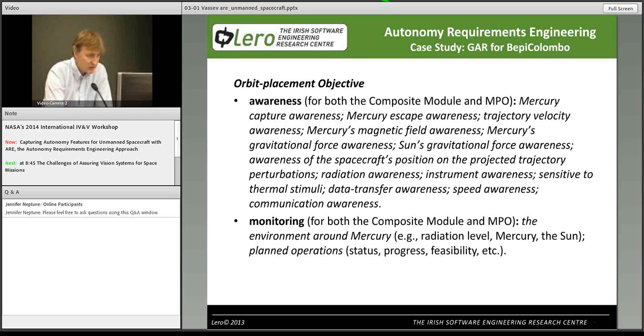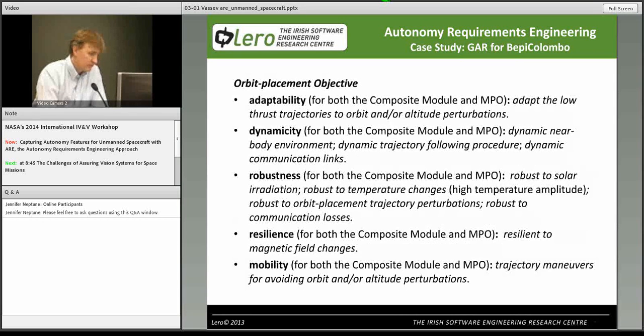Another is awareness requirements, for example, what kind of awareness we need in order to have self-objectives: capture awareness, Mercury escape awareness, trajectory velocity awareness. Another requirement is the monitoring requirement: what should be monitored by the spacecraft, for example, the environment around Mercury, the sun, the planet operations. Other requirements are adaptability, dynamicity, robustness, resilience, mobility. All these come from the generic autonomy requirements model.